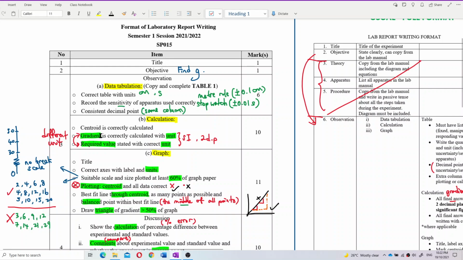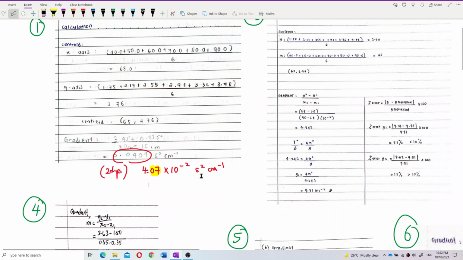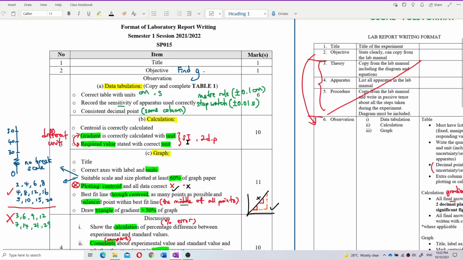So the gradient must be 2 decimal place in the scheme. The required value also must be 2 decimal place, with SI unit. Put a bracket there, then followed by the unit. This one is also not SI unit. You need to change this to SI unit. The unit must be SI unit.